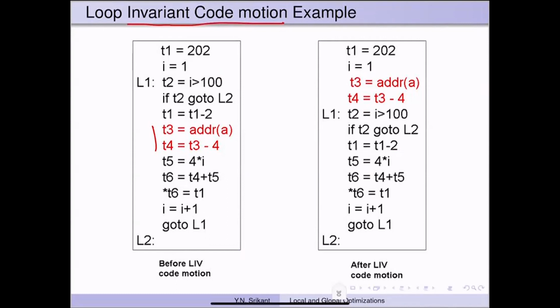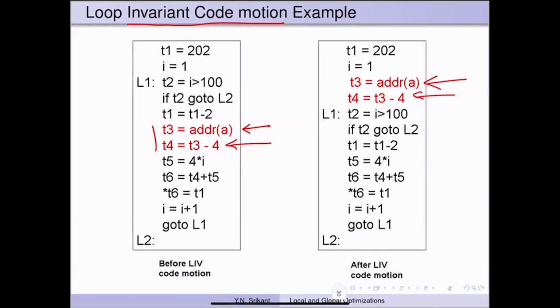So for example, T equal to address A is a constant computation. T3 gets the constant value of address A. So removing it to this point will not affect it at all. No problem. The same constant is assigned to T3 whether it is inside the loop or outside the loop. Similarly, T4 equal to T3 minus 4 is also a constant computation because T3 is a constant, right? So even that computation can be moved outside the loop because it will not be affected by the loop itself.